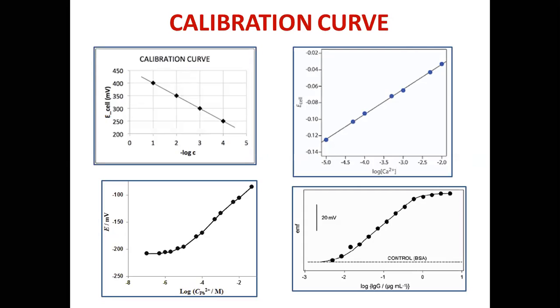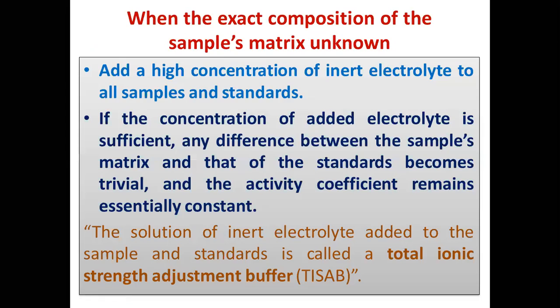You construct the calibration curve, take the sample, measure the EMF, locate the EMF value on the ordinate, then interpolate to the abscissa, the x-axis, and find the value of logarithmic concentration of analyte or minus logarithmic concentration of analyte. Then you can find the concentration of the analyte very easily.